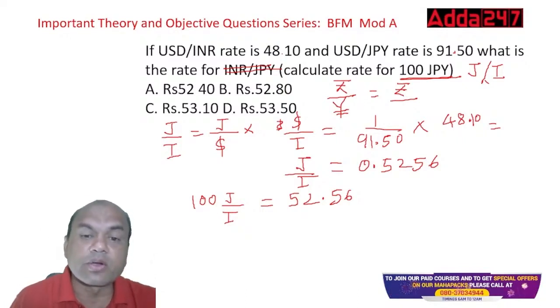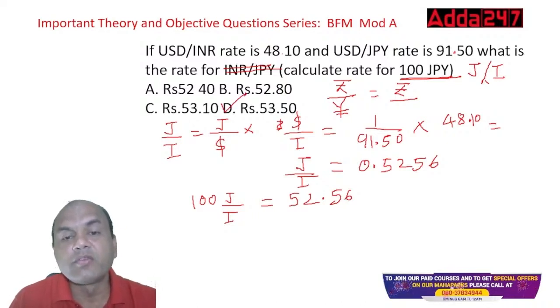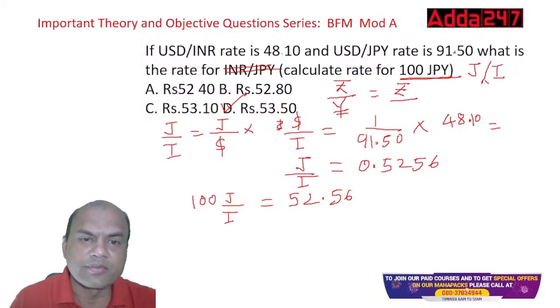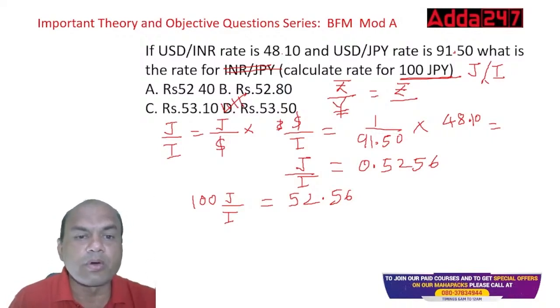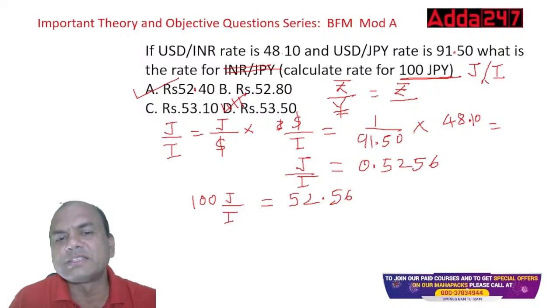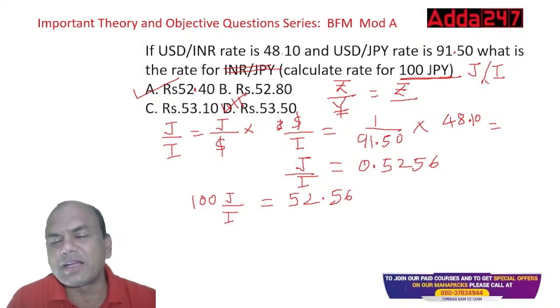So the answer is what? 52.56. Which is the nearest one? See this one, D. D is the nearest answer. 52.56, no, 53, sorry. 52.40, take this. In the exam, they won't give you such close answers. 52.40, 52.80, they'll never give you answers like this. One will be 52.40, second will be 55 something. There'll be a huge difference, so you'll be able to immediately identify, because these decimal points hardly make any difference.